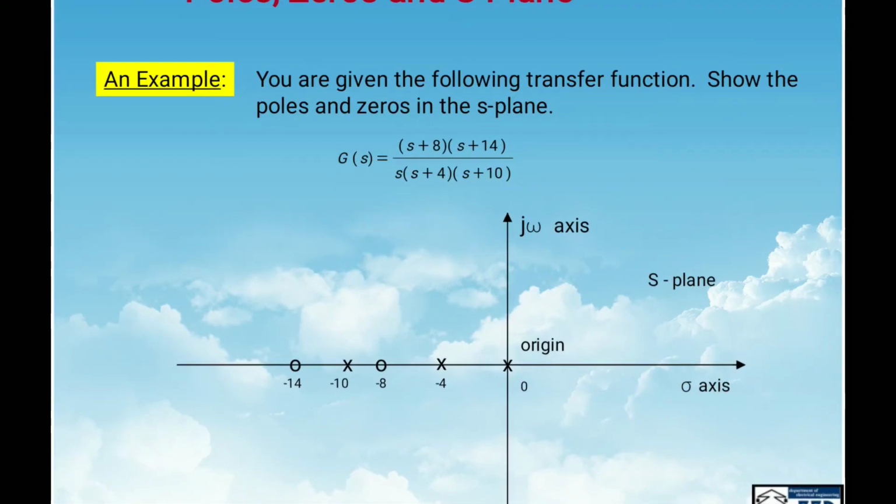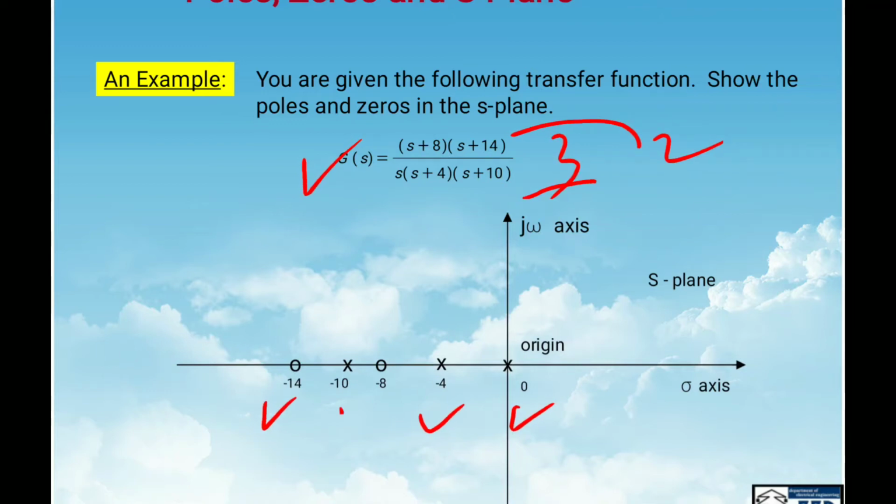This is the pole zero plot. Suppose for the example given in the equation, the open loop transfer function is equal to (s plus 8) into (s plus 14) divided by s into (s plus 4) into (s plus 10). So there are 3 poles and there are 2 zeros. The 3 poles are at s equal to 0, s equal to minus 4 and s equal to minus 10.